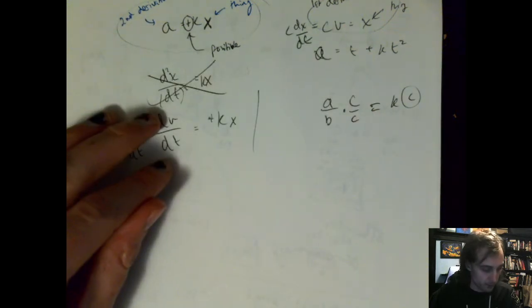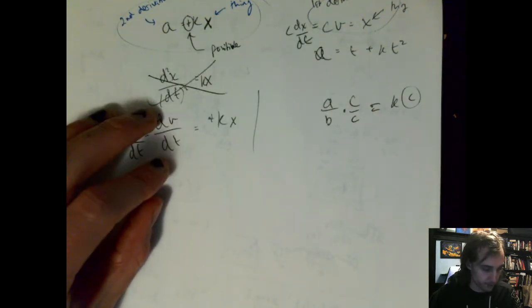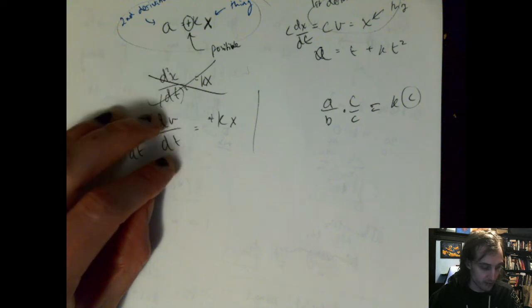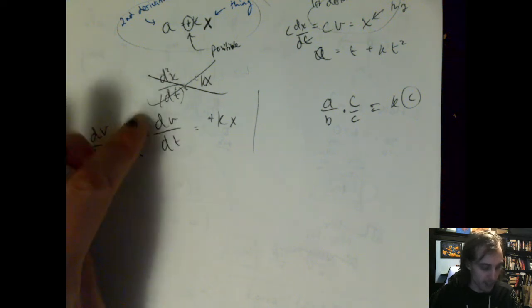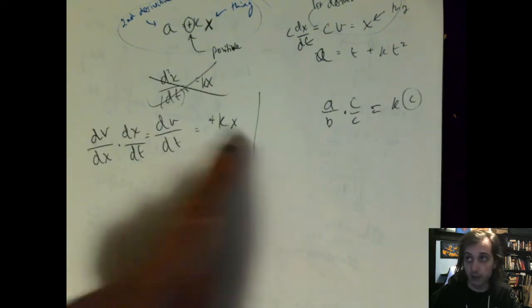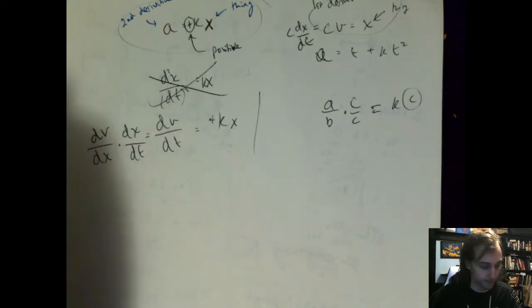You take that a term, which is your derivative, and that b term, which is the second half of your derivative. You multiply it by the c term over the c term, so the thing on the other side over the thing on the other side.